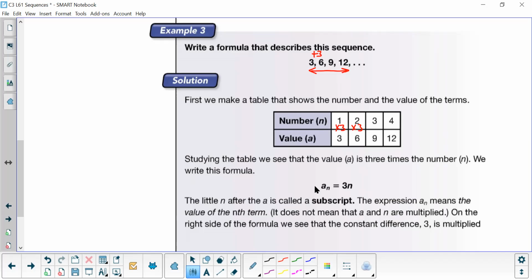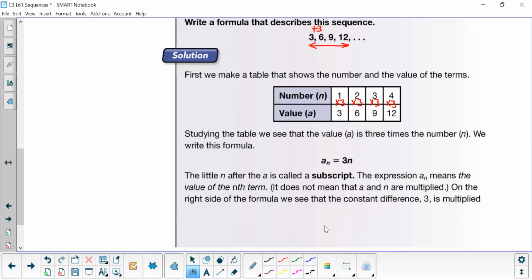So now I can see that this is working. And I'm multiplying times 3 to figure out that value. So now that I know my rule, I can create my formula. And the formula is going to look like this. I'm starting with what I'm reaching, my value.